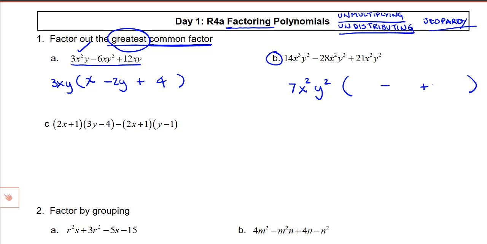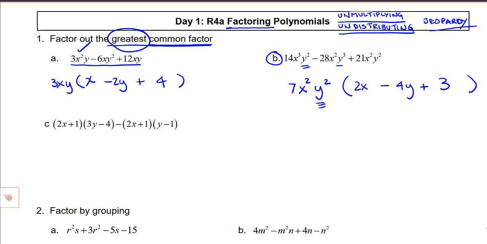What's left after I take out the 7x squared y squared in the first term? 2xy? No, I think just 2x. We already have 2 y's already, right? Y squared, that's okay. And then the second term, I need a 4. I think I need another y because I only have 2 here, I need 3, right? And the last one, 3. Good. How are we doing? All right, so make sure you see all of the greatest. Make sure you fill everything in that's missing.